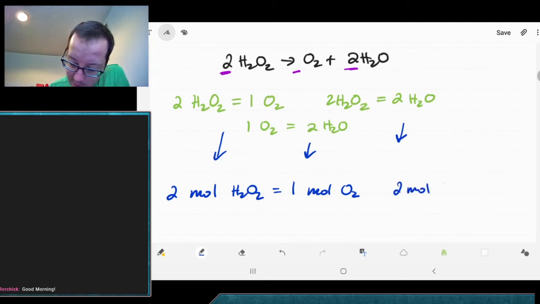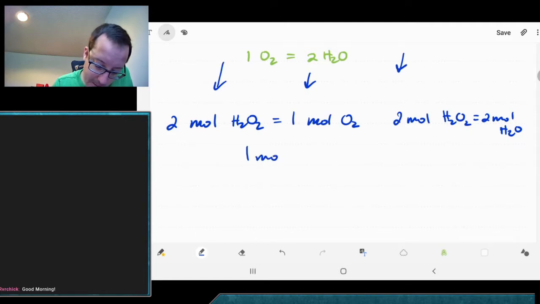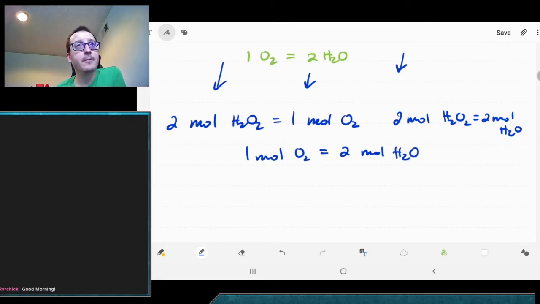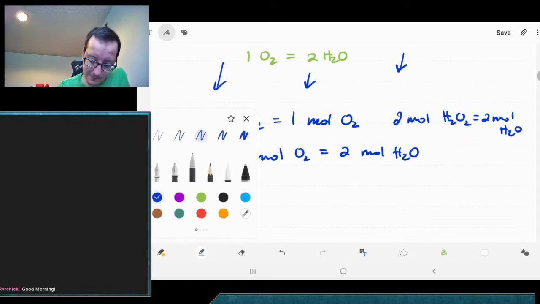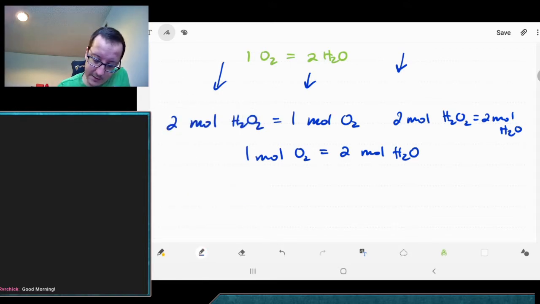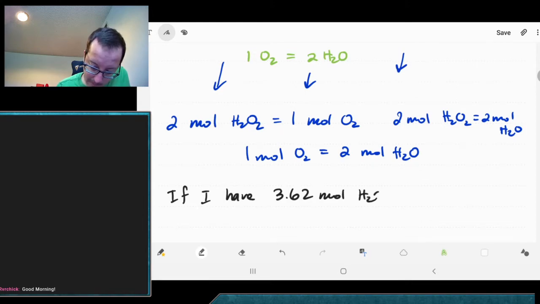We also get 2 moles H2O2 equals 2 moles of water for use as a conversion factor. And then finally 1 mole of oxygen equals 2 moles of water. And so let's take a look at this. If I have 3.62 moles of hydrogen peroxide, how many moles of oxygen do I get?